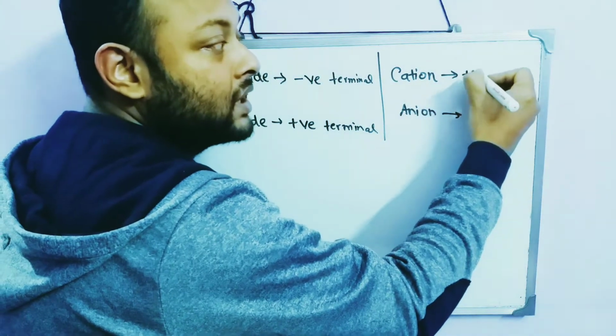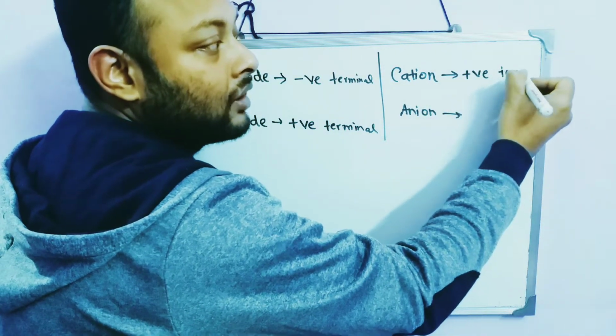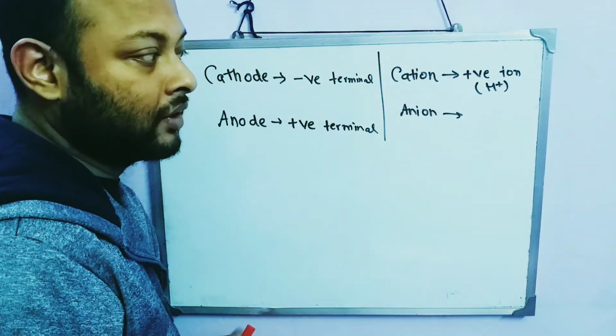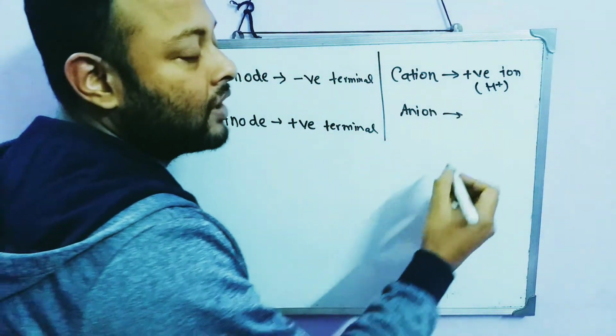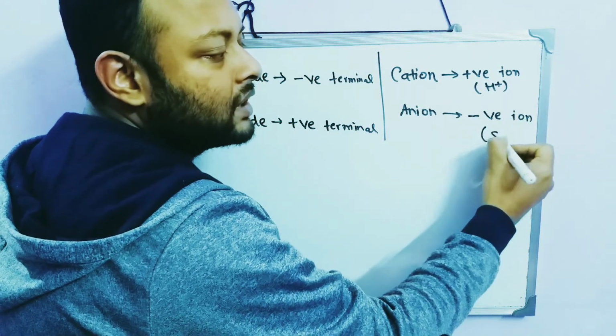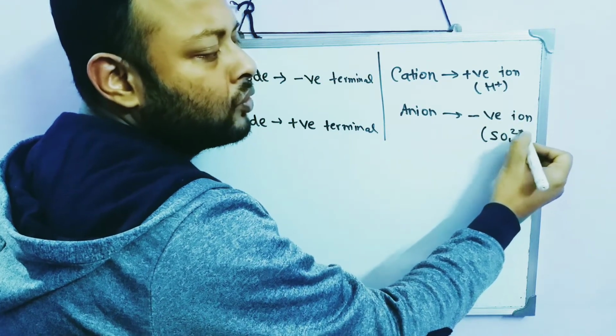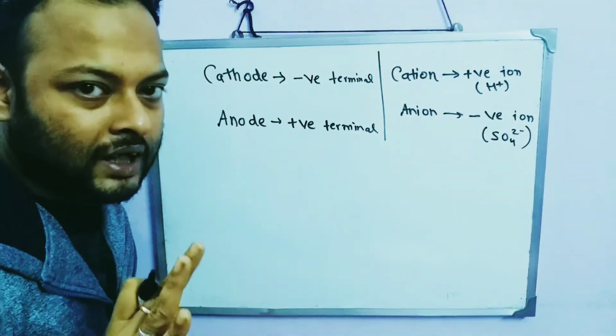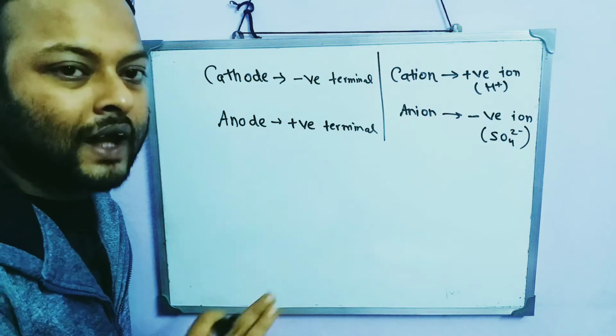And cation is the positive ion, like H plus. Anion will be the negative ion. Negative ion means SO4 2 minus, you can say. See, this is the negative ion, this is the positive ion. So you got the idea what is the cathode, anode, cation, anion.